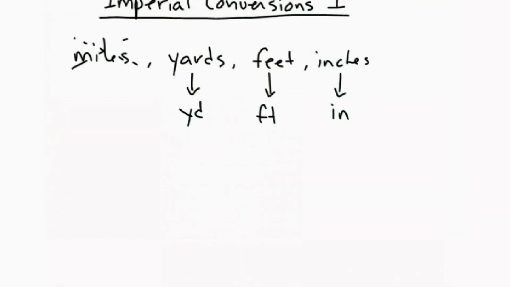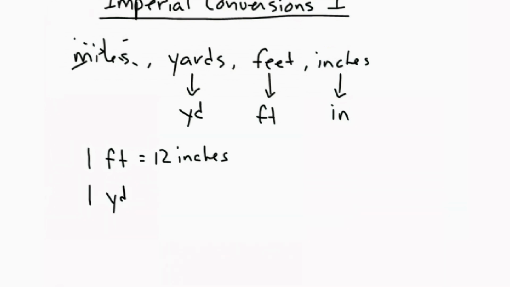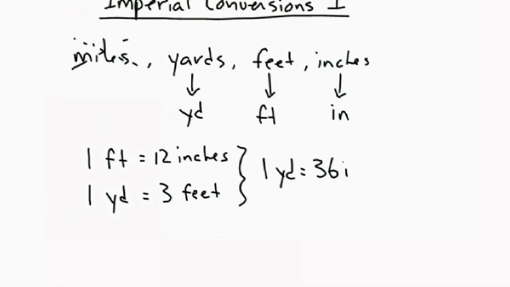The first is that in 1 foot, there are 12 inches. And 1 yard contains 3 feet. Now we can also put these two together, and if you like, you can use the conversion that 1 yard is equal to 36 inches. It's not necessary to know this one, but these two you should know for sure.